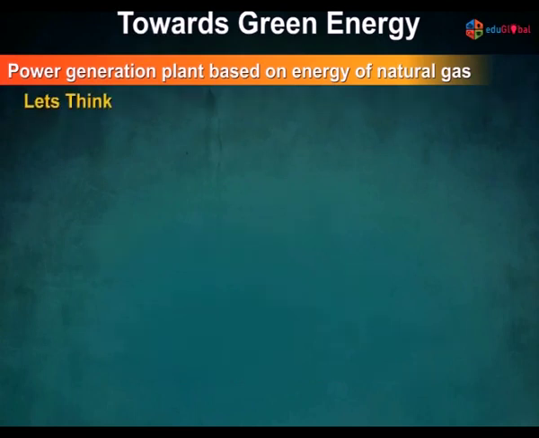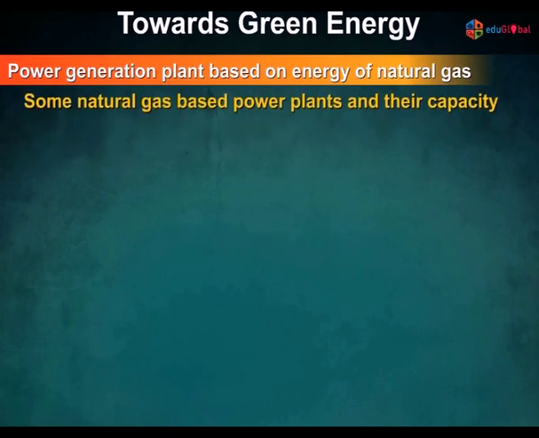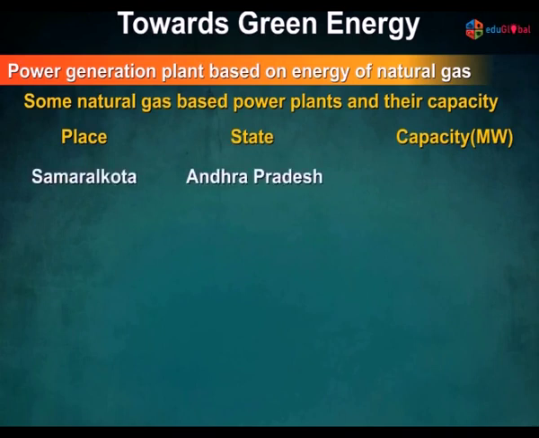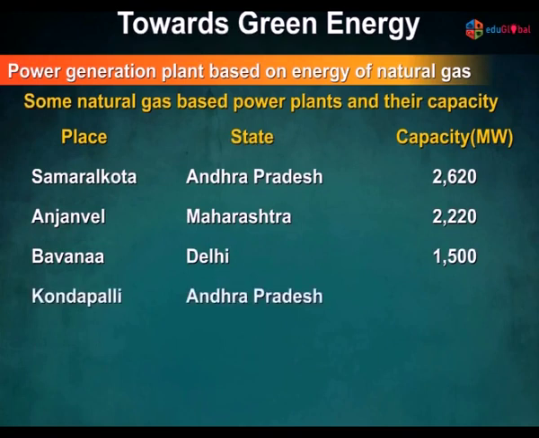Let's think. Which electricity generation process is eco-friendly and which not? Some natural gas-based power plants and their capacity. Place, state, capacity in megawatts. Samral Kota, Andhra Pradesh, 2620. Anjanvel, Maharashtra, 2220. Bhavana, Delhi, 1500. Kondapalli, Andhra Pradesh, 1466.